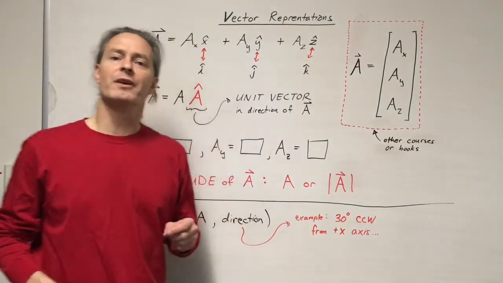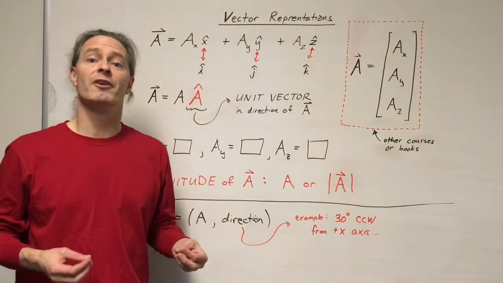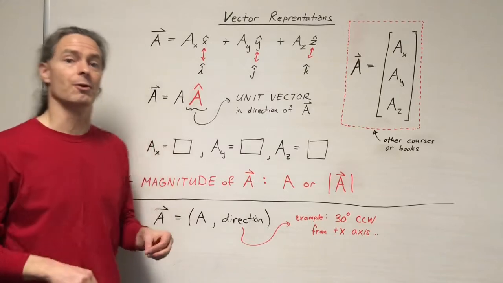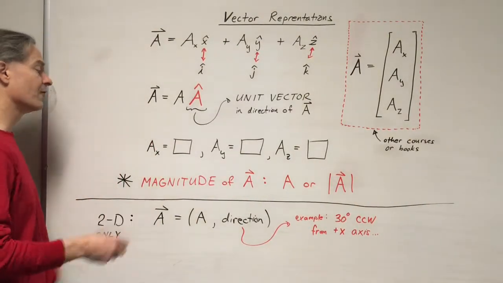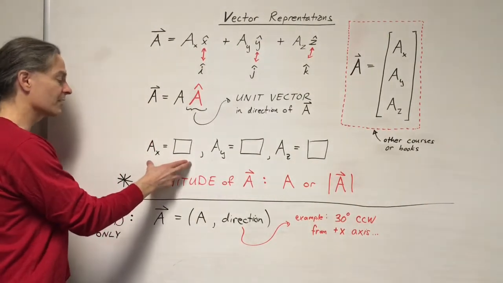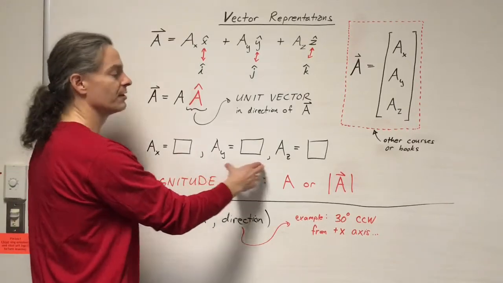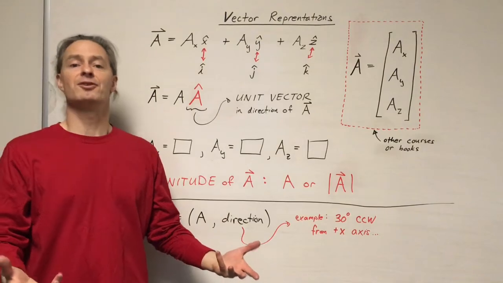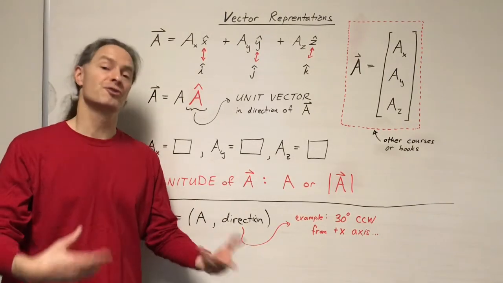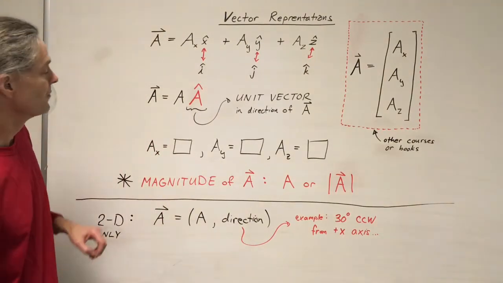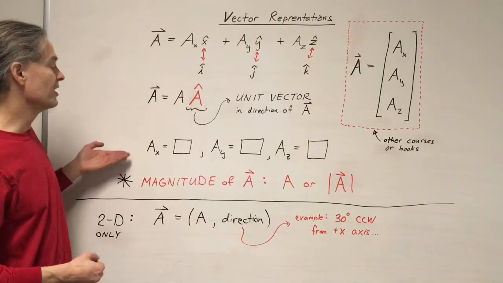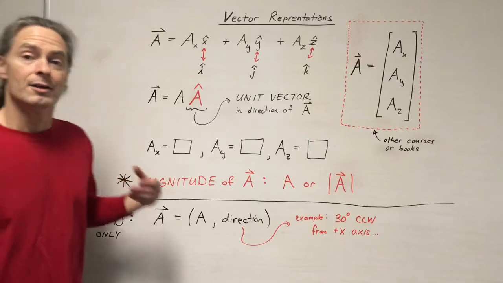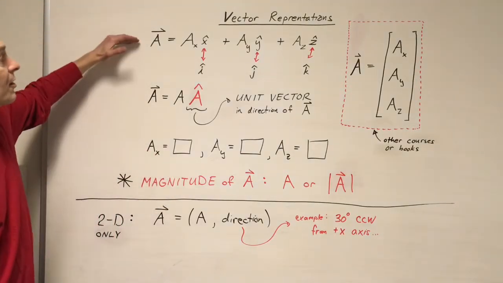Hi everybody. In this video I want to go over briefly some vector representations and vector notation that we'll be using in this course. First, I want to clarify that if we have the x component, the y component, and the z component of a vector, we have all the information contained in that vector, or we could construct all the related information. So that tells us everything that we need to know to calculate everything else we need to know about that vector.